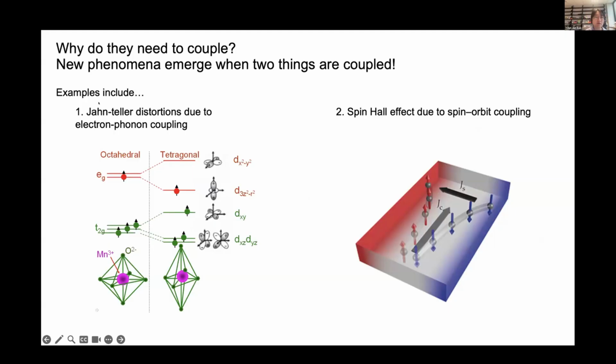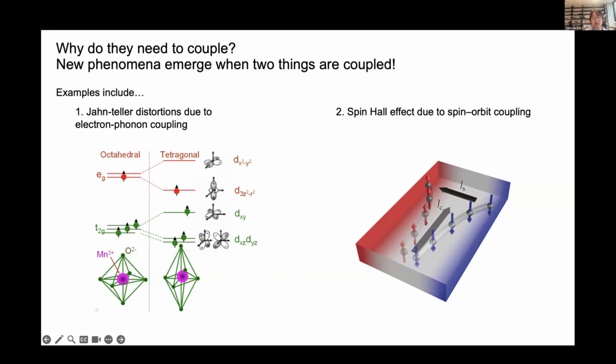One classical example is the Jahn-Teller distortion. You see the octahedral cluster, and when this axial position is elongated, what we see is not just a structural change, but also the stabilization of the electronic structure. The t2g level is now stabilized because of this axial elongation. And this is really coming from the electron-phonon coupling.